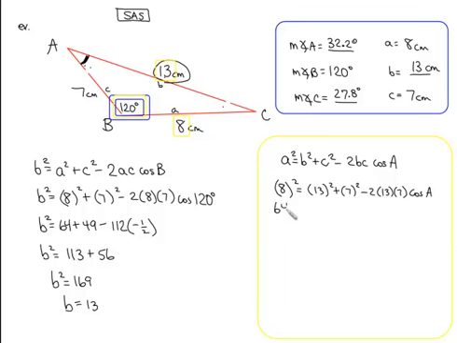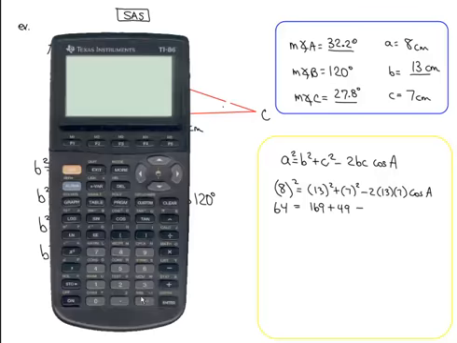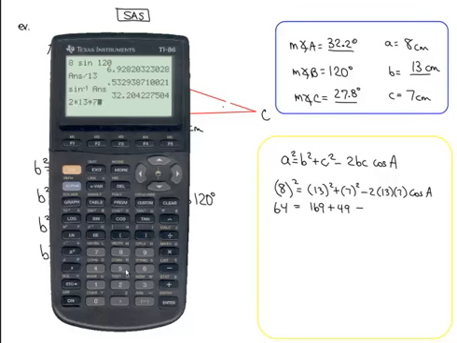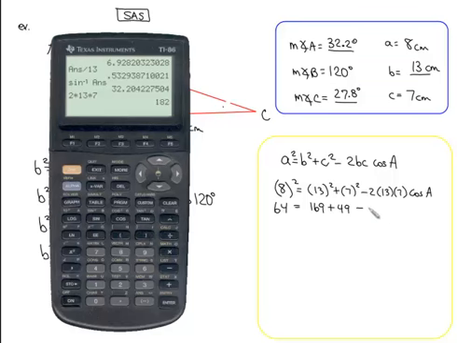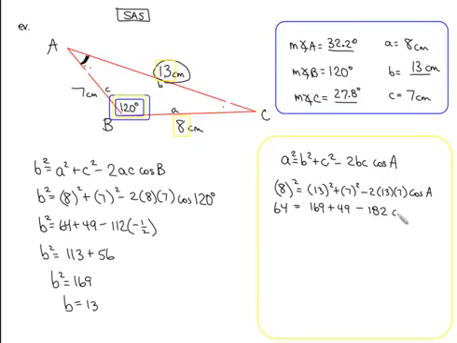So 64 is equal to 169 plus 49 minus, this is going to give me 2 times 13 times 7. 2 times 13 times 7 gives me 182 cosine of A. This is now 64 equals 218 minus 182 cosine of A.